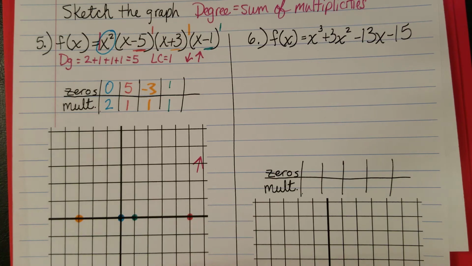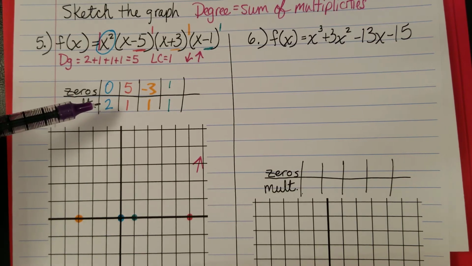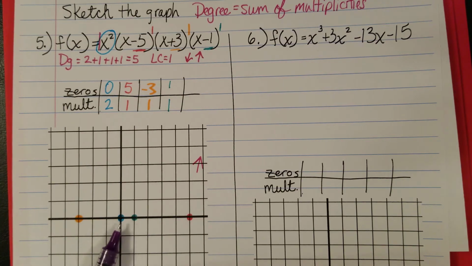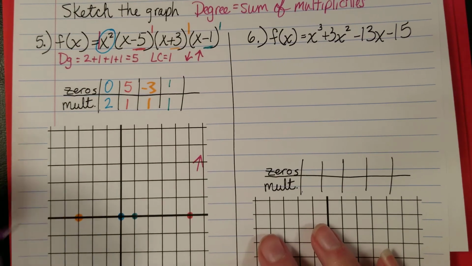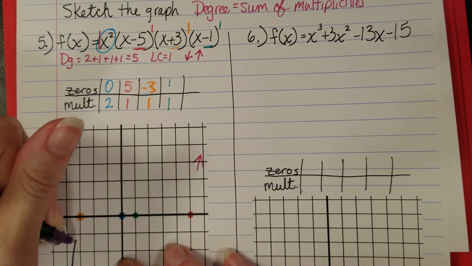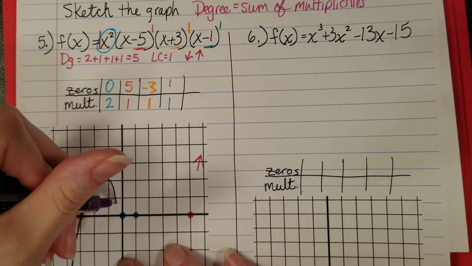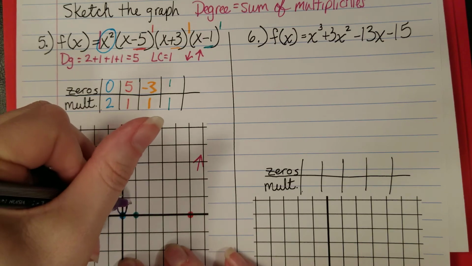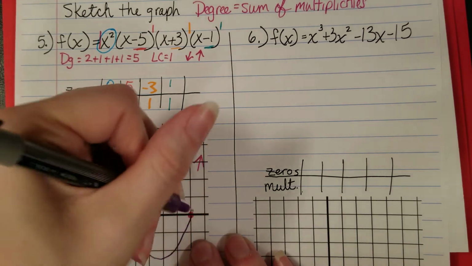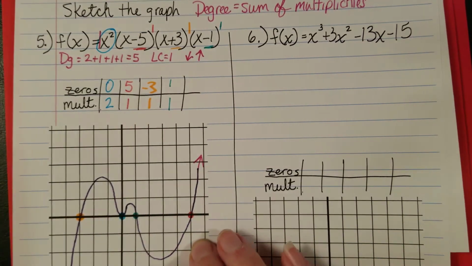All of my multiplicities are 1 except for this one. At this one, it's going to look similar to a parabola, but the rest of them are going to go straight through. This is one of those situations where my color coding comes in really handy. So it's going to go straight through, bounce, straight through, straight through. And that also matches up with where my arrows are.